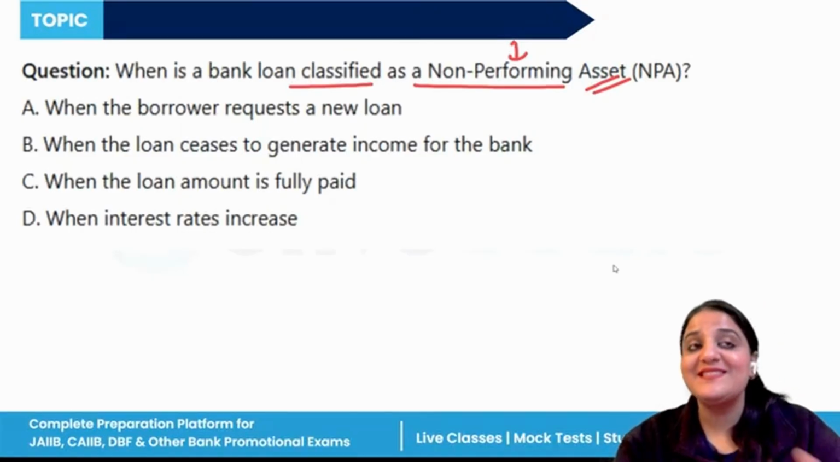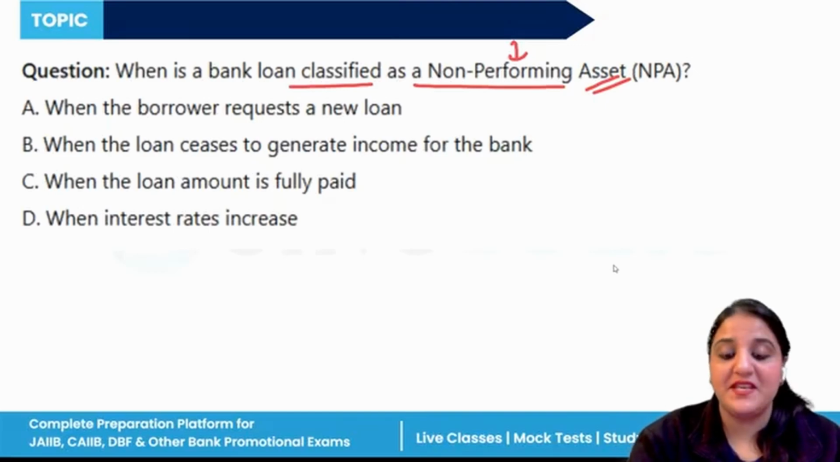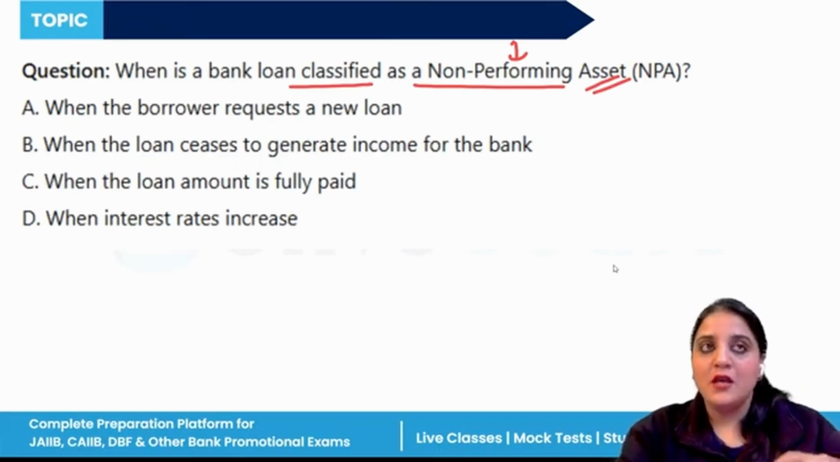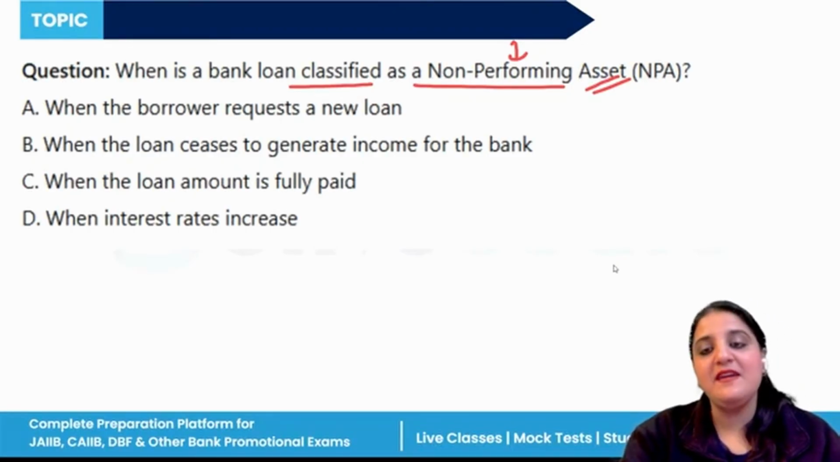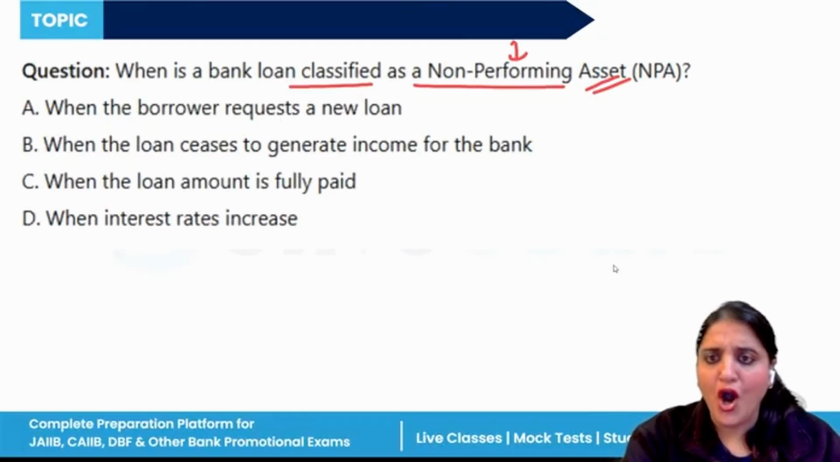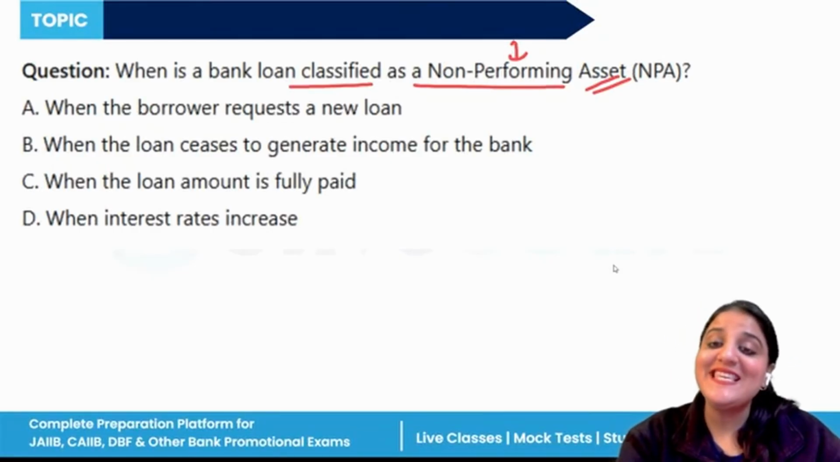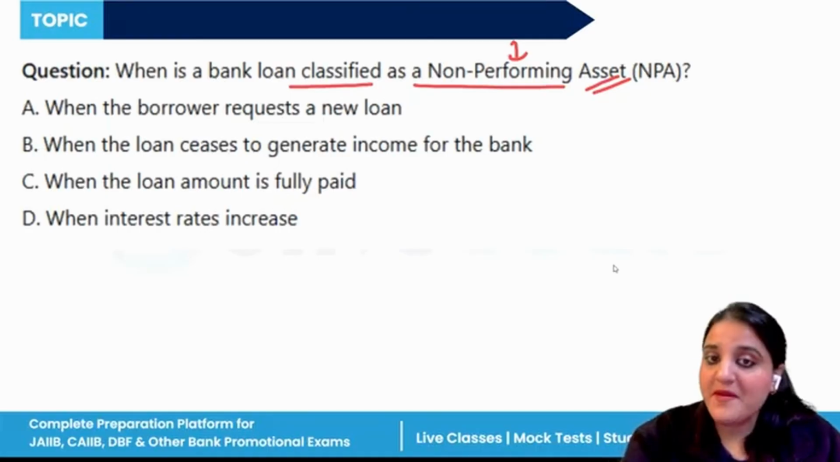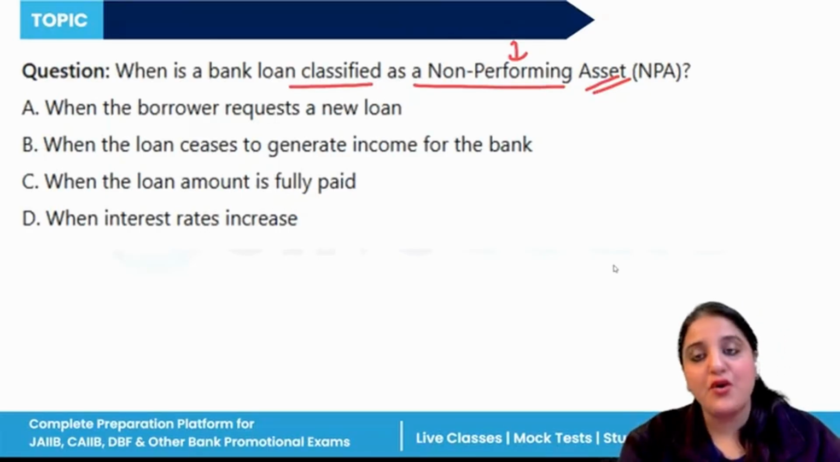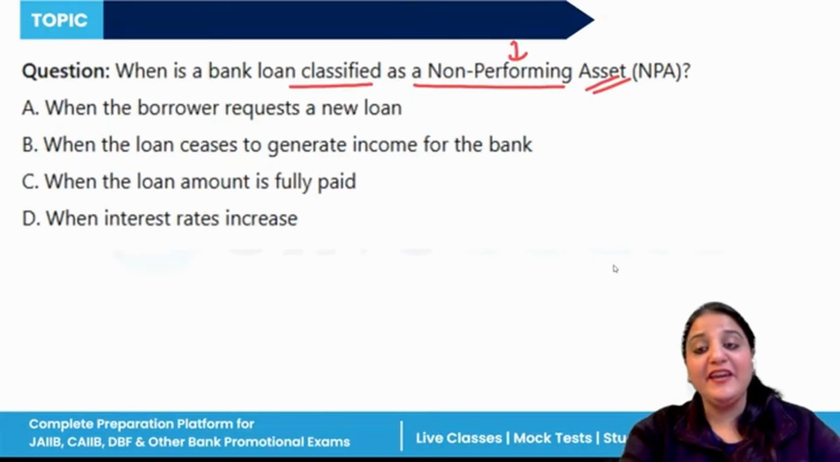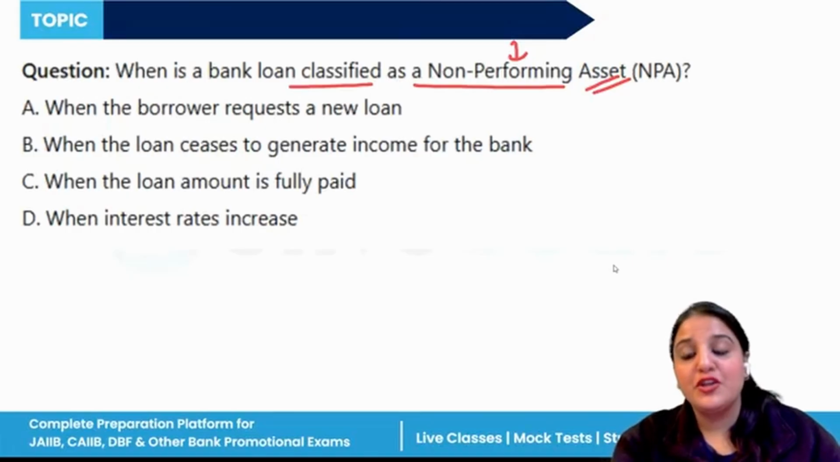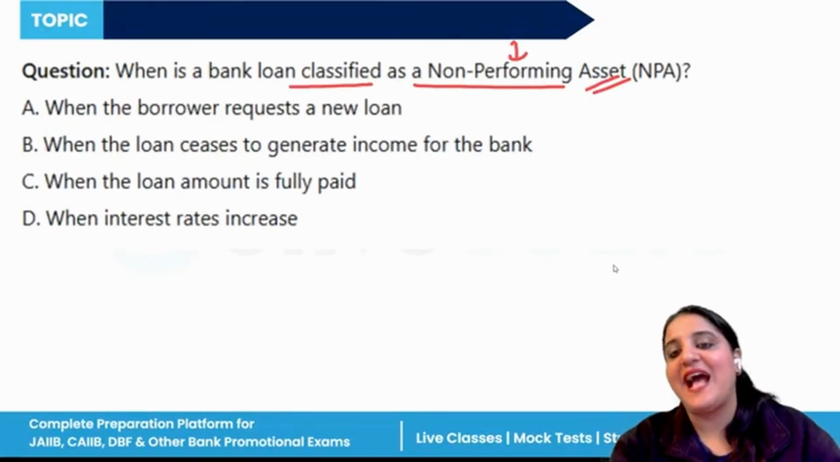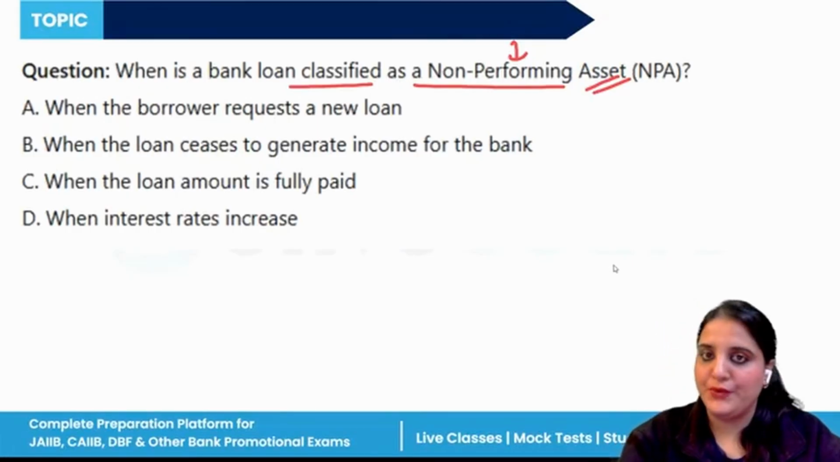This type of condition is the NPA situation, right? NPA is an asset or loan which ceases to generate income for the bank. Income here means interest or principal payments. If the borrower stops paying, the loan is classified as NPA, right?